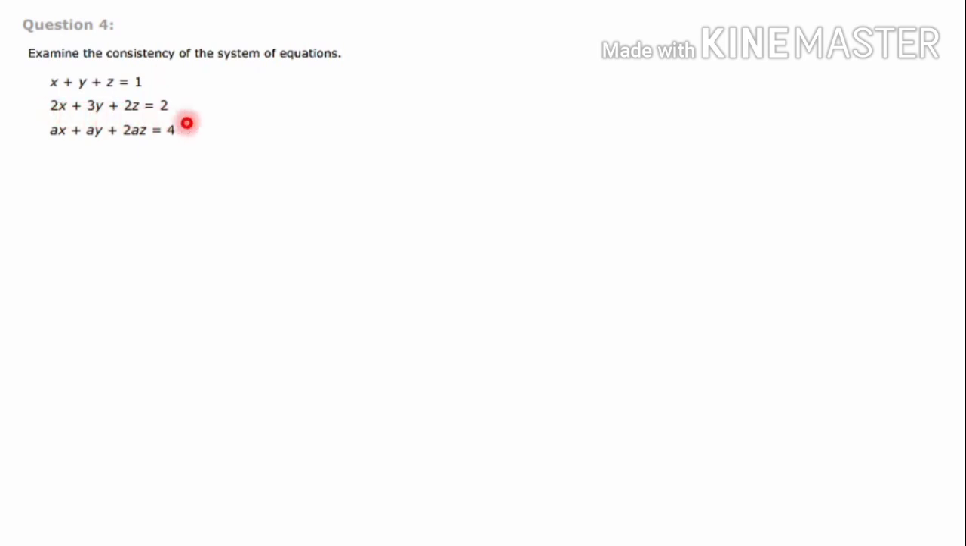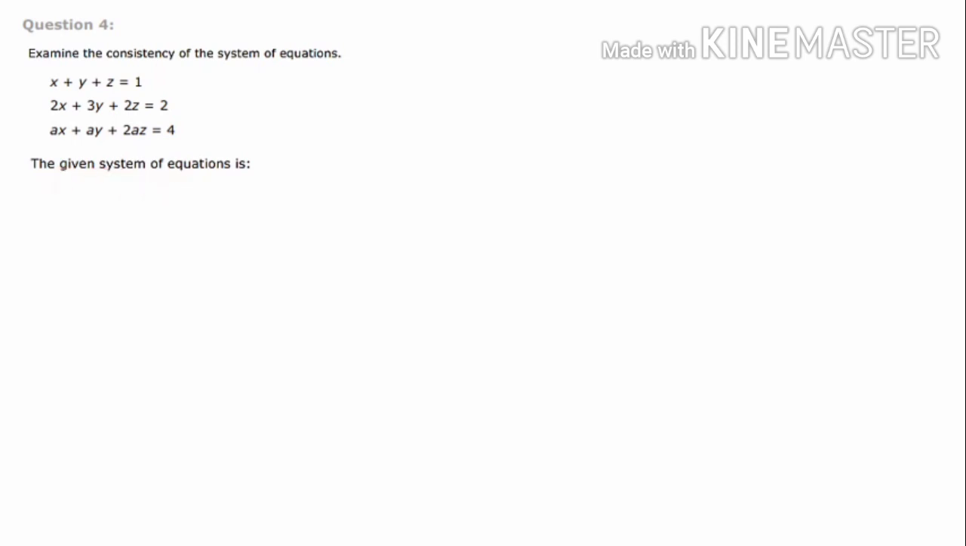Next we shall discuss question number 4. The question is, examine the consistency of the system of equations. Here there are 3 equations given to you. First equation is x plus y plus z is equal to 1. Second equation is 2x plus 3y plus 2z is equal to 2. Third equation is ax plus ay plus 2az is equal to 4.